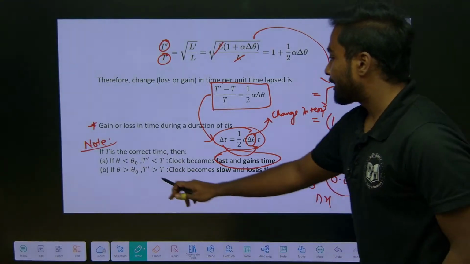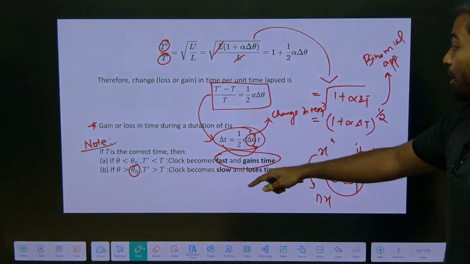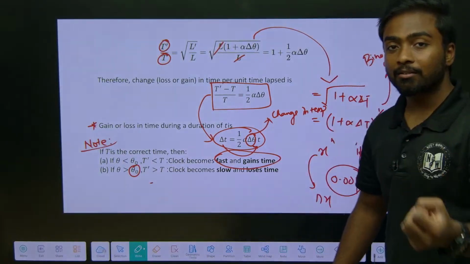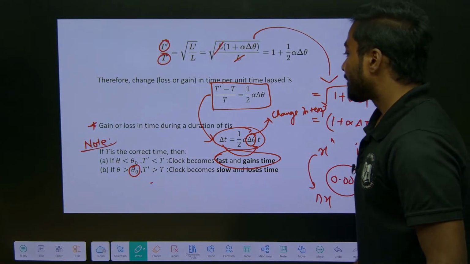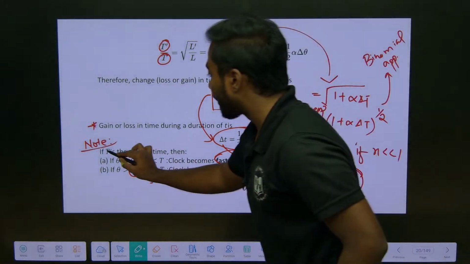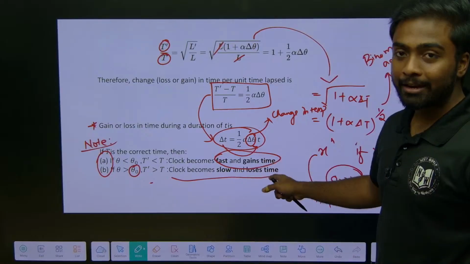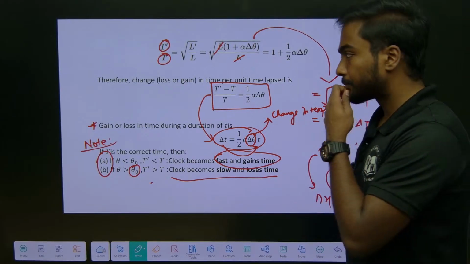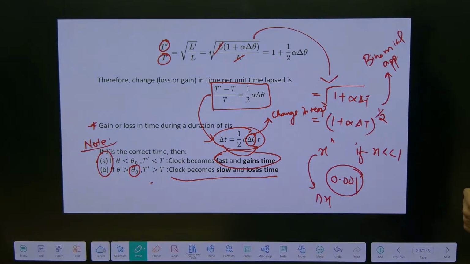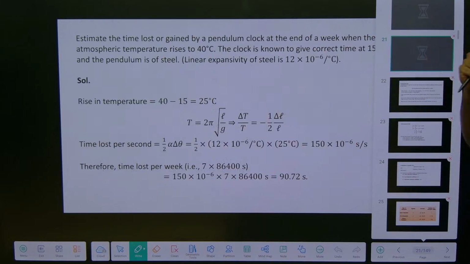And if theta is greater than theta naught, because the temperature increases, the length also increases, so T dash will be greater than T, and the clock becomes slow and loses time. So if you remember these 2 points, theta less than theta naught, the clock becomes fast and gains time; theta greater than theta naught, it becomes slow and loses time. Got it? So we'll see the question over here.